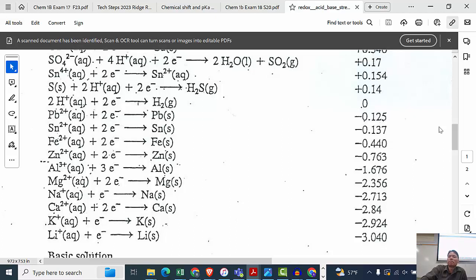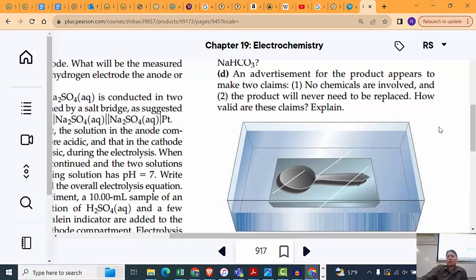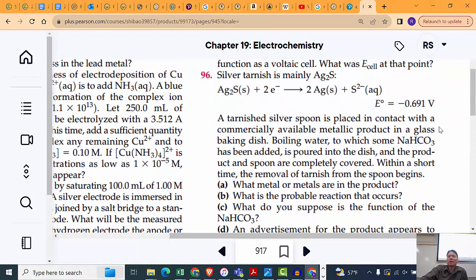Aluminum. And so they just put it in here. So this block is made out of aluminum, and then aluminum should have the oxidation potential to make this favorable, a positive E naught of the cell. So what metal or metals are in the product? Aluminum. What is the probable reaction that occurs? Aluminum goes to aluminum 3 plus, and then we have this, and then we got to balance it.